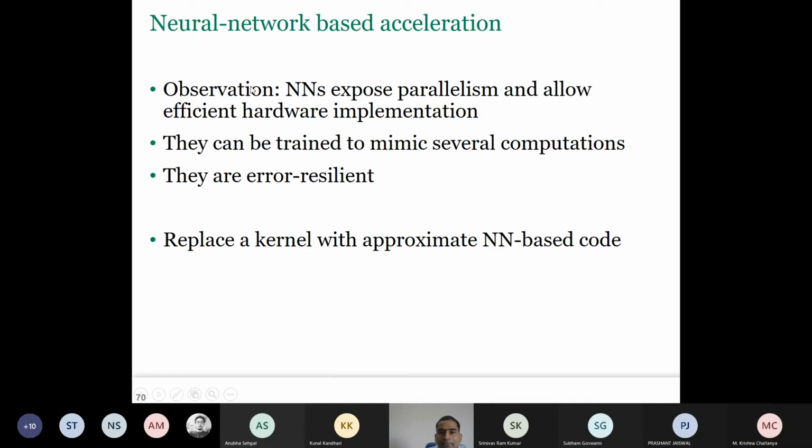Now next, the observation is that neural networks expose parallelism and they allow efficient hardware implementation. They can be trained to mimic computations. This is what I will show in the next slides, how we can have a neural network mimic normal computations. Plus, they are error resilient. So what we can do is replace a kernel with approximate neural network based code. That means we may have a kernel which does exact computation. Instead of that, we can do neural network based computation, with a neural network which tries to mimic the computation of this kernel.